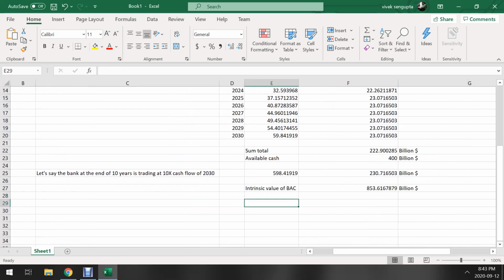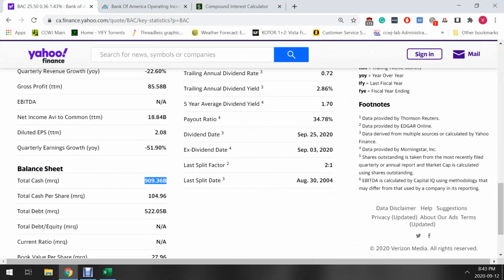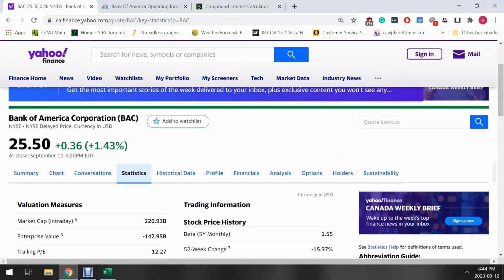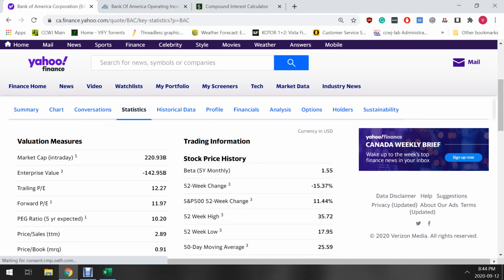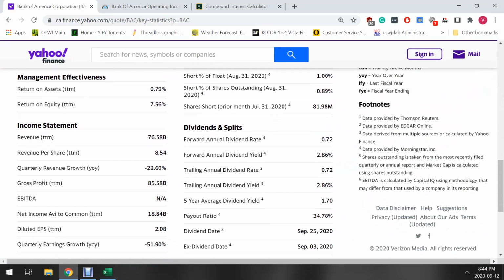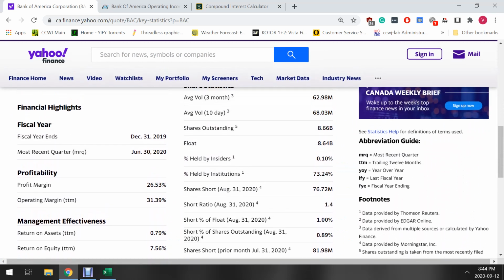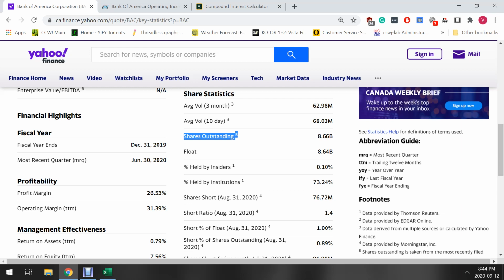Now what we can do is divide this intrinsic value by the number of shares that are available and see the per share intrinsic value, right? So the intrinsic value of BAC per share will be, if you go here into the statistics again, we click on statistics and go down, we have shares outstanding, right? So this is the one. This shows 8.66 billion shares.